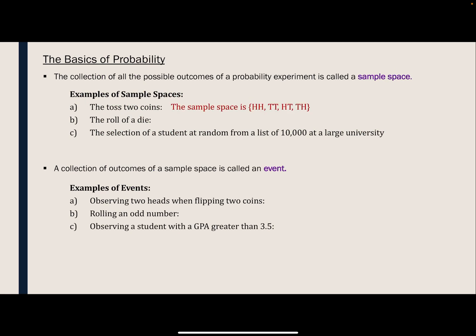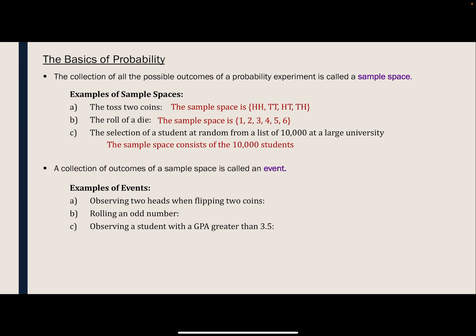So we could get heads with the first coin and heads with the second coin, tails with both coins, heads with the first and tails with the second, tails with the first and heads with the second. And notice that those last 2 possible outcomes are considered different possible outcomes. The sample space for rolling a die: when we roll a die, we can get a 1, 2, 3, 4, 5, or 6. So that is the sample space. If we have another example where it's a selection of a student at random from a list of 10,000 at a large university, the sample space would be that list of 10,000 students.